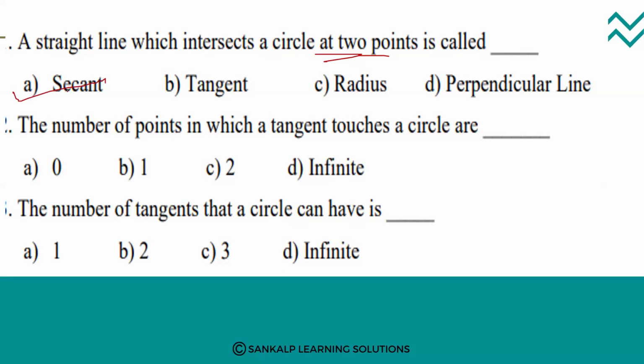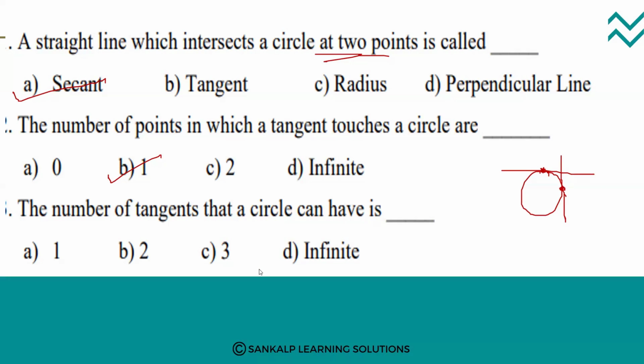This question was asked in a previous year examination. Okay, second. The number of points in which a tangent touches a circle. In how many points will a tangent touch the circle? That means at only 1 point. Okay, at only 1 point. See here. If you draw like this at this point, that means only 1 point it is intersecting a circle.